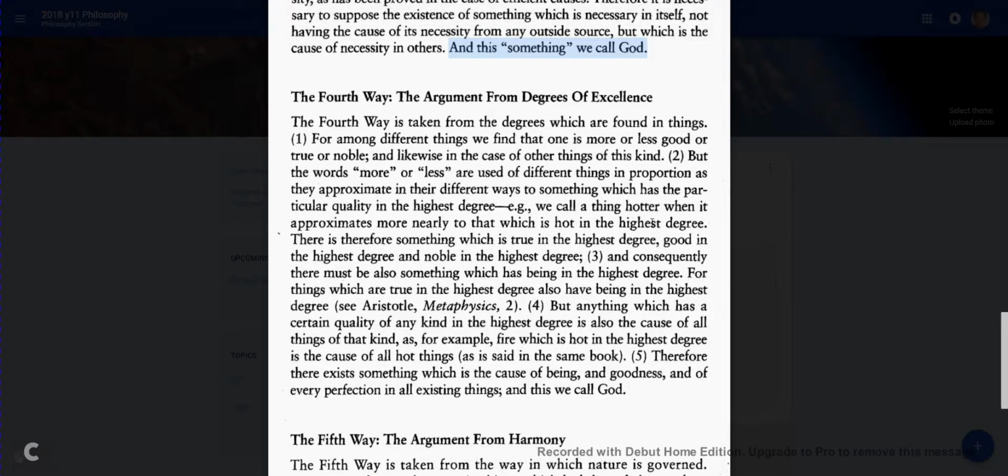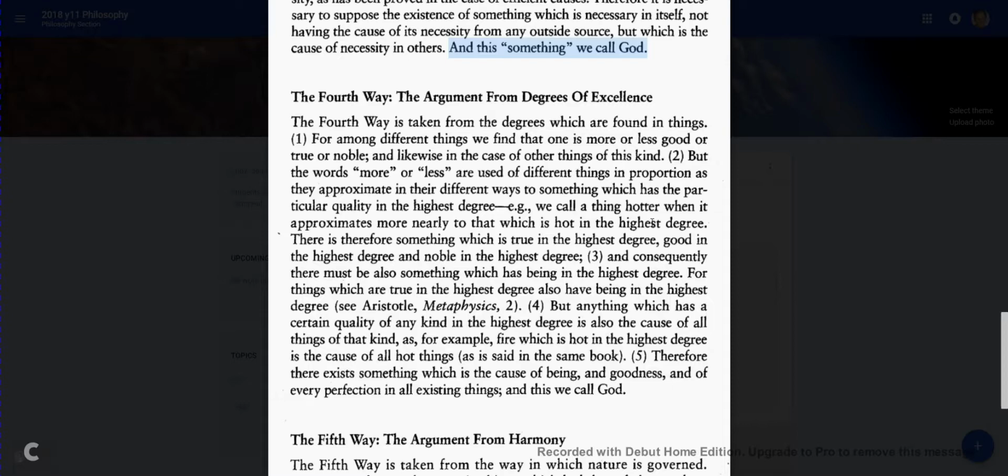There is therefore something which is true in the highest degree, good in the highest degree, and noble in the highest degree. And consequently, there must also be something which has being in the highest degree. So its actual existence is in the highest form of existence. For things which are true in the highest degree also have being in the highest degree.